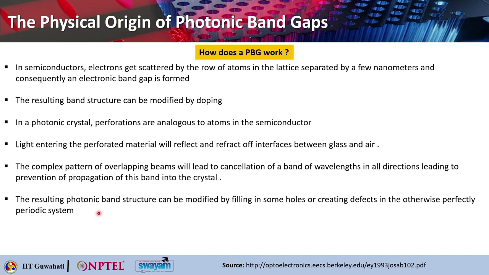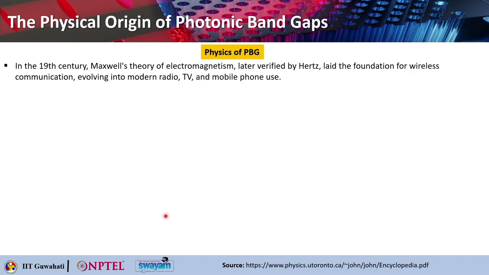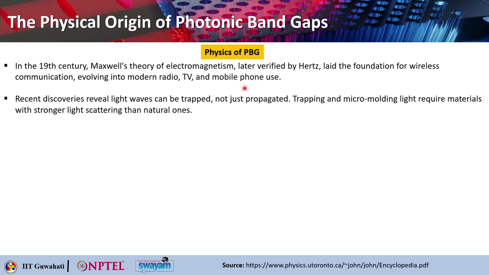The resulting photonic band structure can be modified by filling some of those holes or by creating defects, like making a smaller hole or a larger hole, in an otherwise perfectly periodic system. In the 19th century, Maxwell's theory of electromagnetism, which was later verified by Hertz, laid the foundation for wireless communication, which involves modern radio, TV, telephone and mobile phone. We are talking about wireless communication.